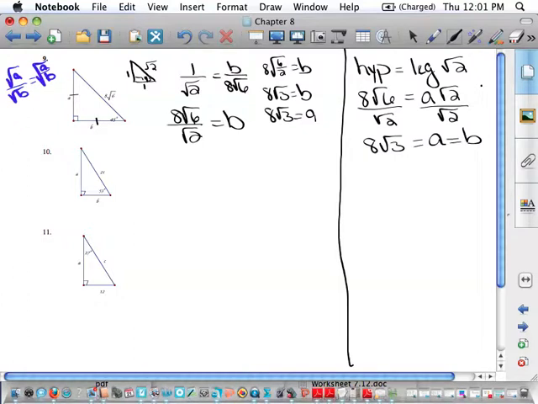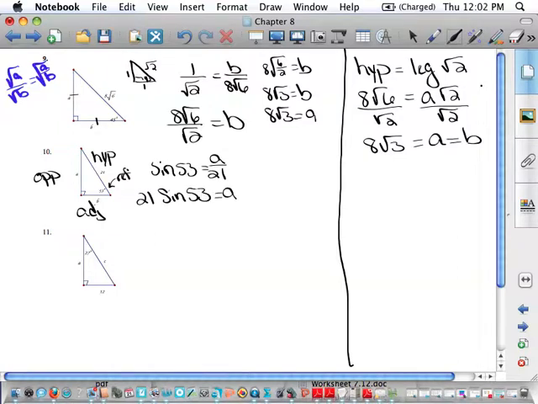So now we have to look at our reference angle and identify the legs that we have. Here's the hypotenuse. That makes this the side opposite and this the side adjacent. So I want to find a and b. So the first one I'll find is a. So sine of 53 is equal to a over 21. The variable is up high, so you multiply. 21 times sine of 53 equals a. So a is equal to 16.8.